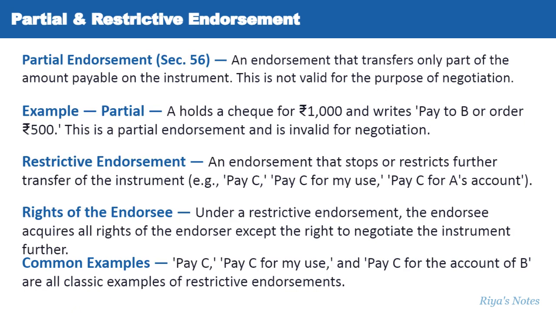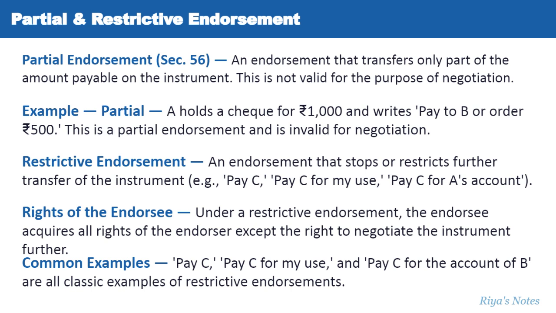Partial and restrictive endorsement. Partial endorsement, Section 56. An endorsement that transfers only part of the amount payable on the instrument. This is not valid for the purpose of negotiation. Example, partial: A holds a check for 1,000 Indian rupees and writes, pay to B or order 500 Indian rupees. This is a partial endorsement and is invalid for negotiation.